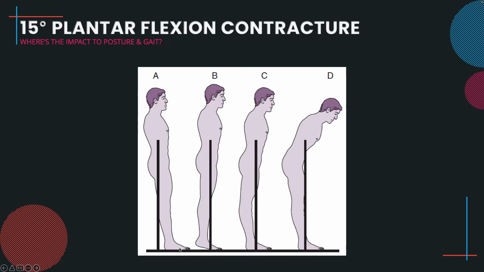And their base of support is way in front of their center of mass. And so if this person doesn't compensate, this person is going to fall backwards because their center of mass is outside of their base of support.